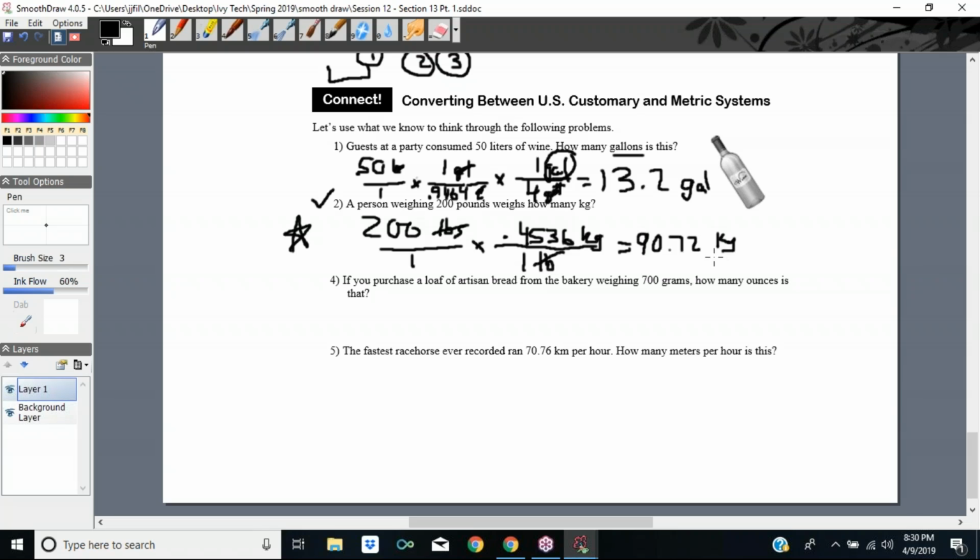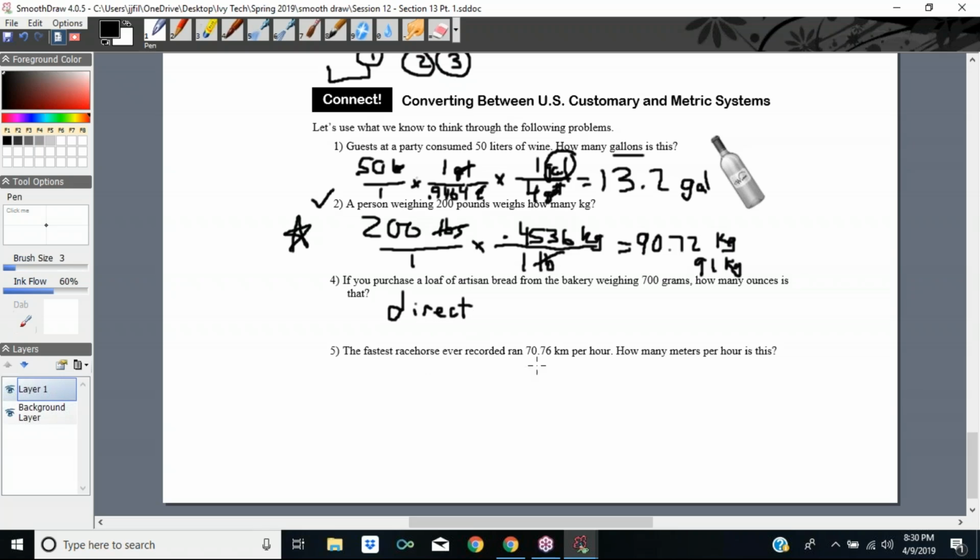90.72, 91-ish kilograms. Awesome. So let's do, I don't think we have to do number 4, grams into ounces, because we have a direct conversion for that one. So that one, we'll just say that's a direct conversion. I'm not going to spend the time on it.